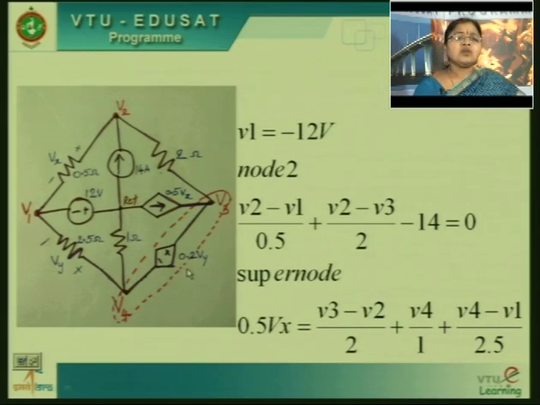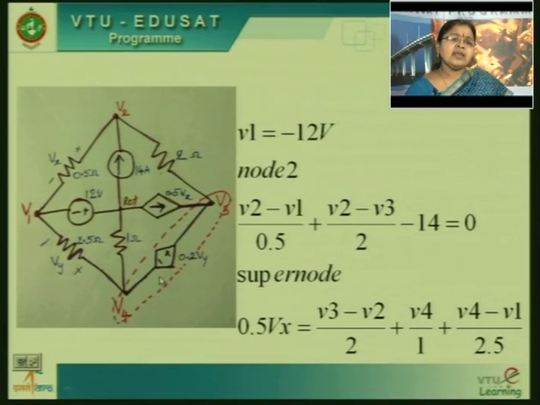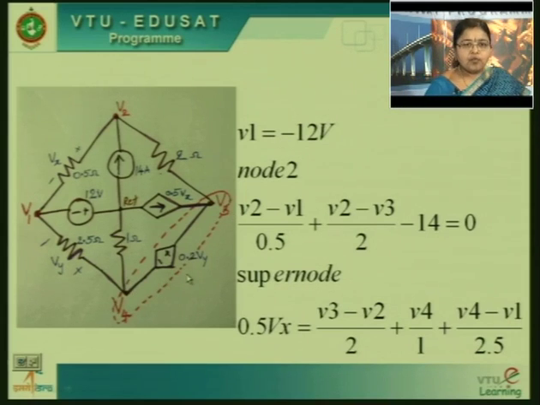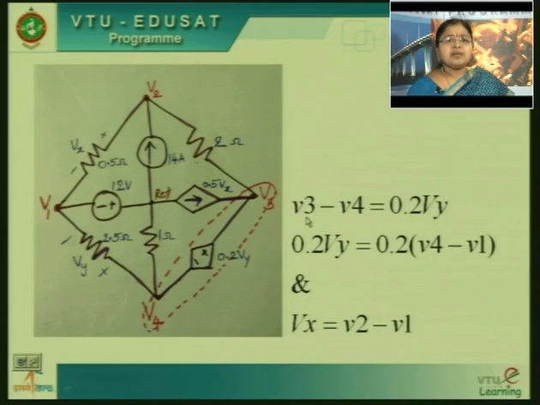Fourth equation is nothing but this supernode equation. Supernode equation is what? There is a voltage source between node 3 and node 4. Relating to that, we have to write a equation. So, that equation is V3 minus V4 is equal to 0.2 Vy. Why like that? Because positive is connected to node 3 and negative is connected to node 4. So, V3 minus V4 is 0.2 Vy.